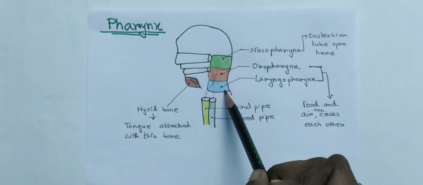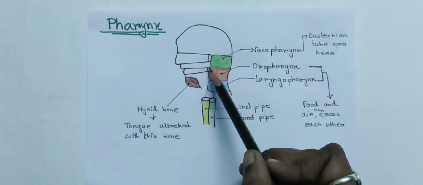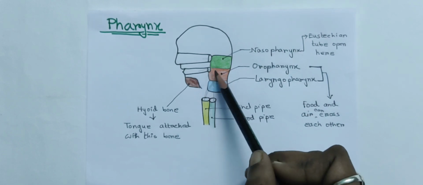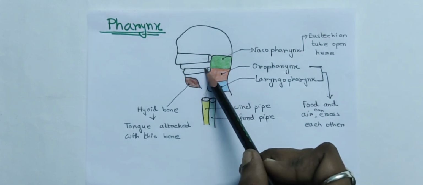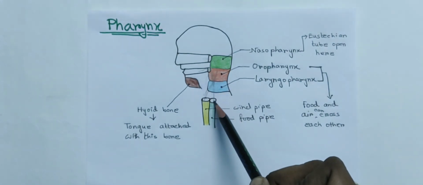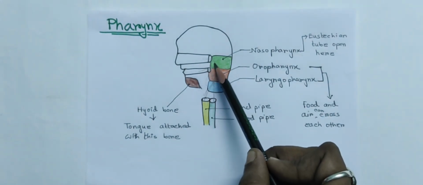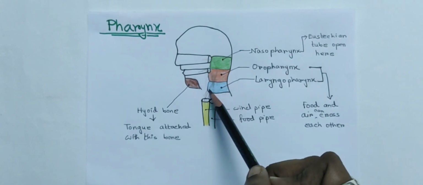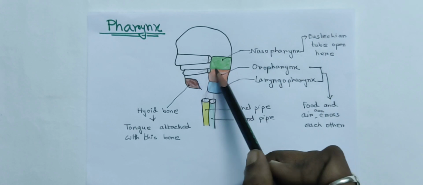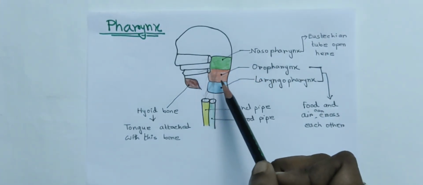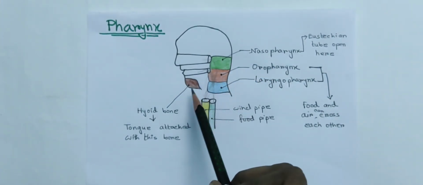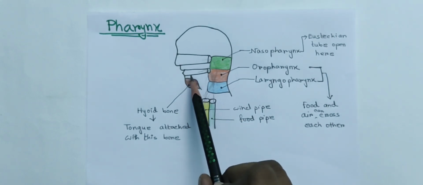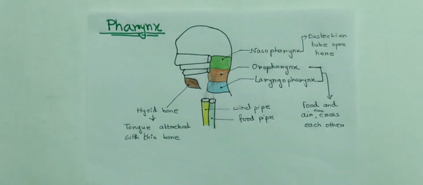Next, the oropharynx and laryngopharynx. Here the food pipe and the air passage, the food and air, cross each other. From the oral cavity the food comes to the food pipe, and from the nasal cavity air passes to the windpipe. So look, these are crossing each other. So the oropharynx and laryngopharynx are specialized here. And also there is a bone with which our tongue is attached. This bone is called the hyoid bone.